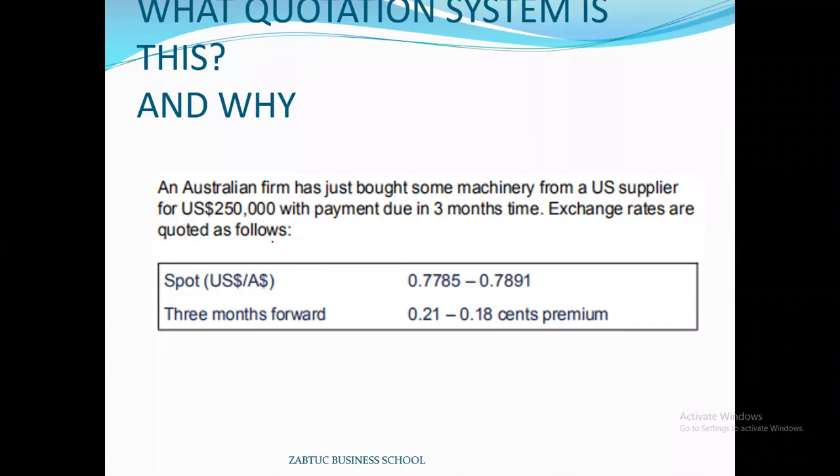Exchange rates are quoted as follows. The spot. So look at this. This company, where are they based? Australia. They go to their bank, they find the spot rate. Now you understand what the spot rate means, isn't it? This spot rate says so many US dollars on a single Australian dollar. So these are the US dollars on a single Australian dollar.